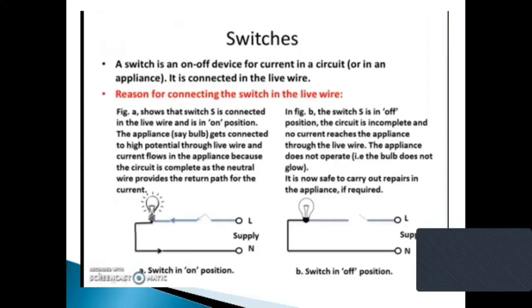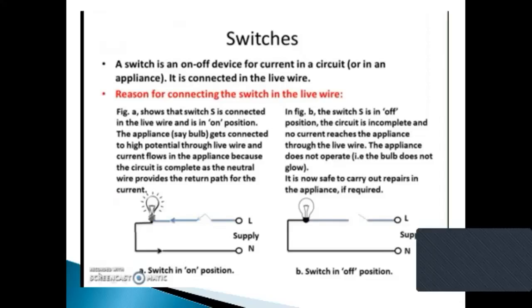You can see in this diagram the switch is connected in the live wire. When you switch it off, the bulb is not glowing, thus it is in the off position. When you switch it on, the bulb starts to glow. Now, if something happens to the appliance, we can easily switch it off and repair it because current is not flowing through the appliance.